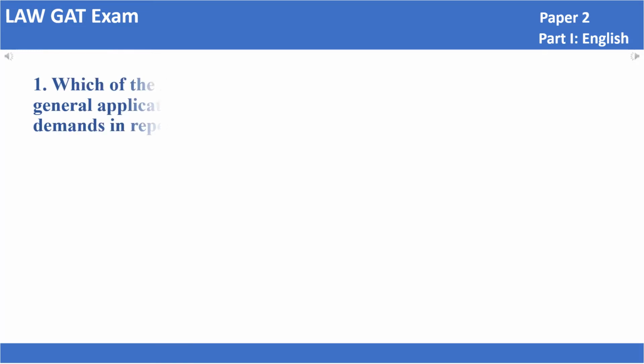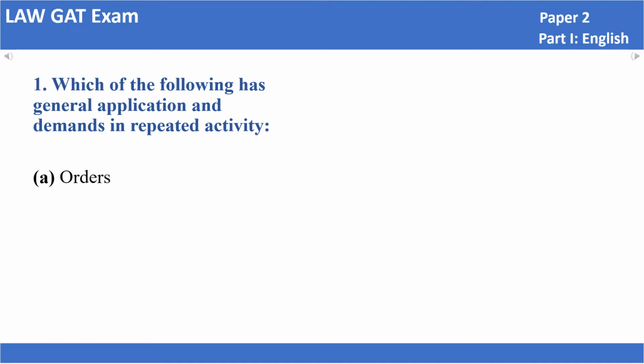Which of the following has general application and demands in repeated activity? Is it option A, orders, option B, commands, option C, rules, or option D, suggestions? The correct answer is option C, rules.